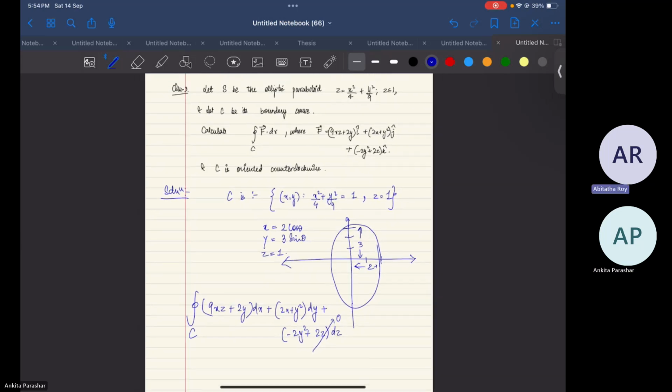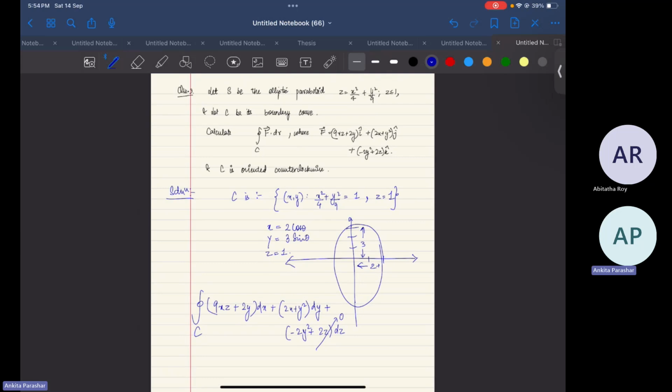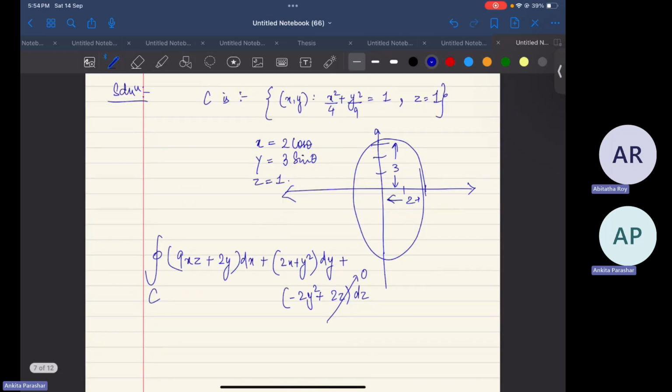Okay, how does that go away? Sorry, which thing? You said 2z becomes 0 because it's a constant. No, not 2z, I'm writing dz. This goes to 0 because z is 1 on our curve, right? So dz becomes 0. So the whole part basically goes to 0. This is what I want to say.